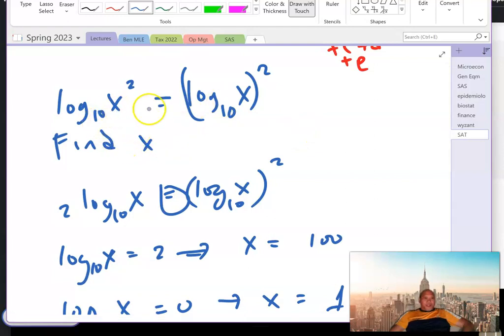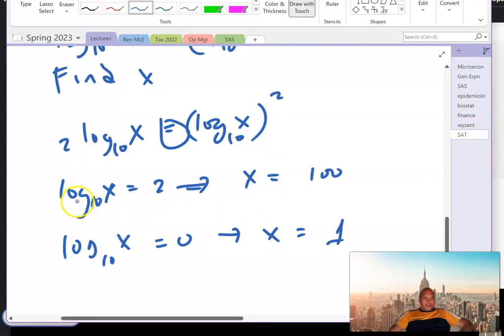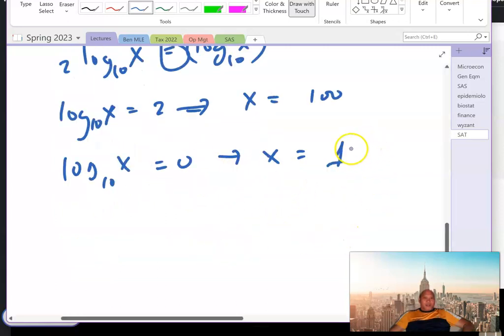Okay, so this one is a logarithm problem. We want to find x here, and this is actually easy. We just employ the laws of logarithm. So log x squared is 2 log x, and this means that log x must be equal to 2 or log x must be equal to 0. So this means that x will be equal to 100 or x equals 1.